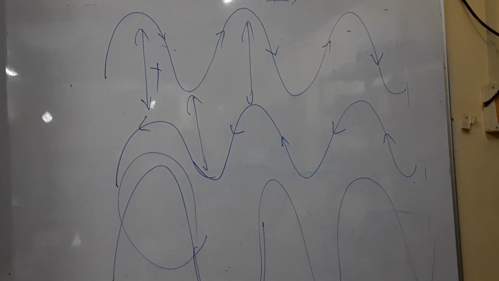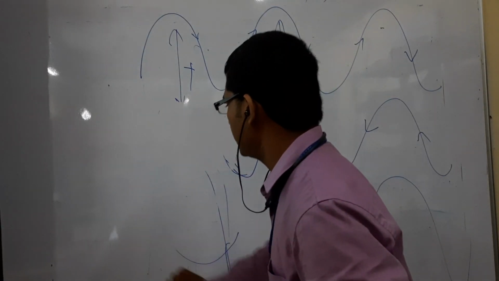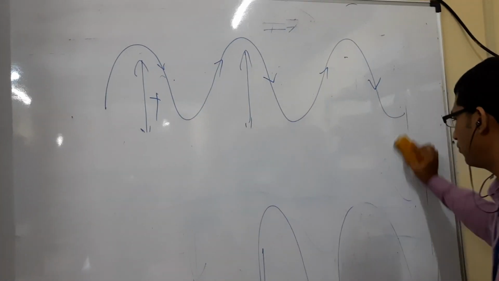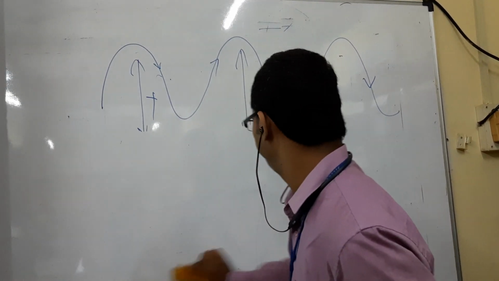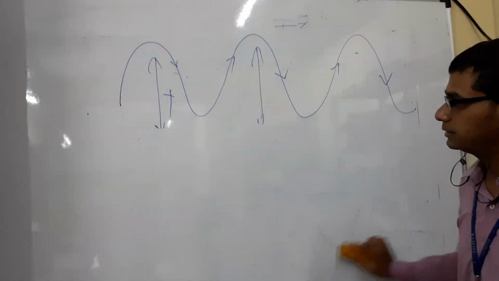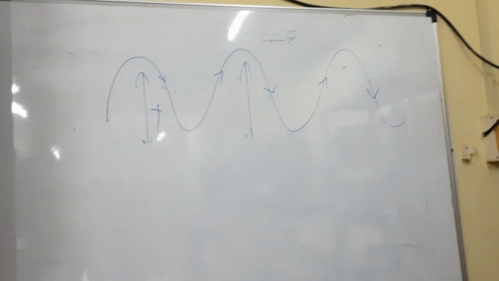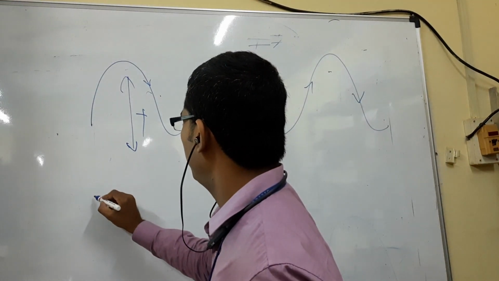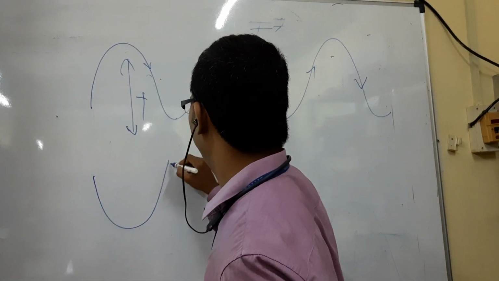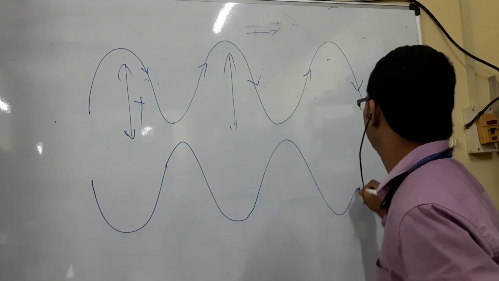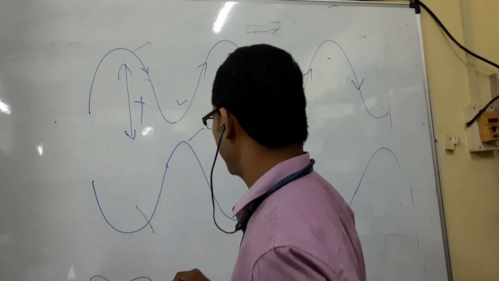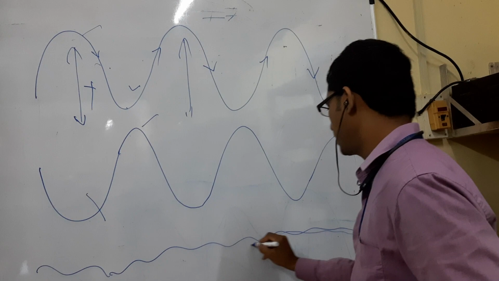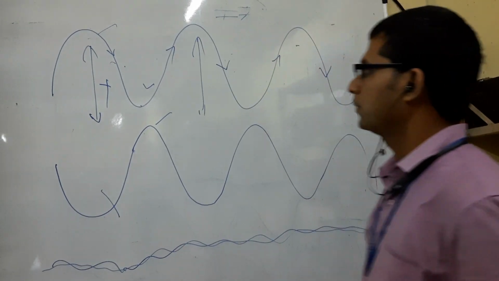So what is a destructive interference? If the crest of the incident wave will overlap with the trough of the reflected wave, that means if there is a 180 degree phase shift, then the destructive interference will occur. You can see, suppose this is the crest and you will get a trough. This is the trough, you will get a crest. So this crest, this trough will cancel. This trough, this crest will cancel. So you will get a destructive interference.